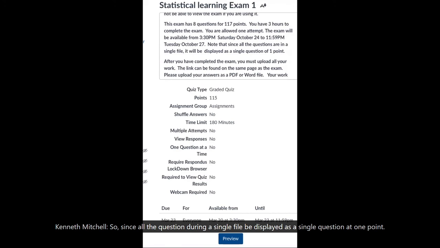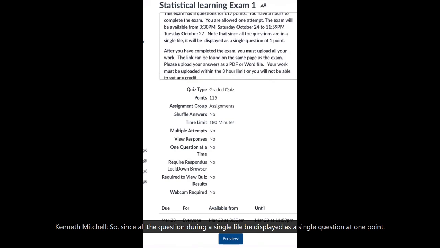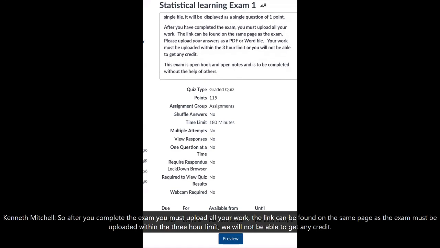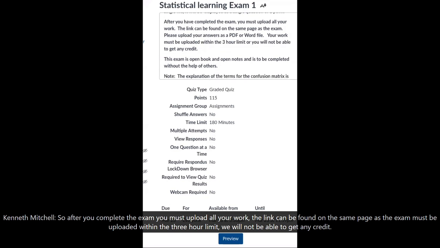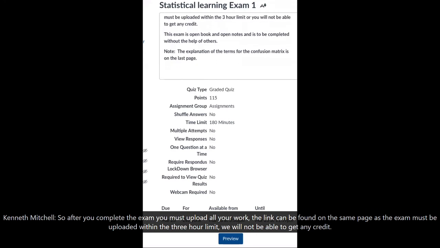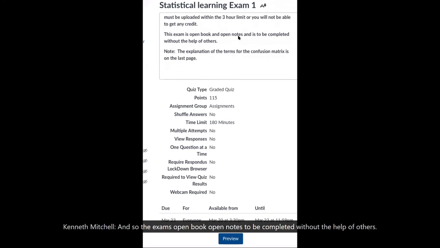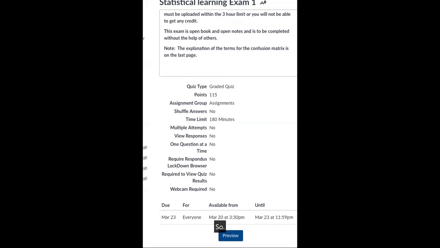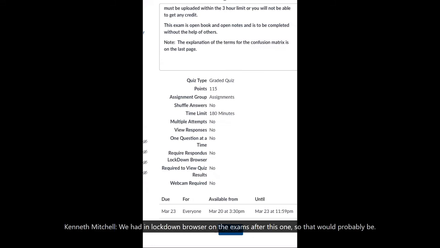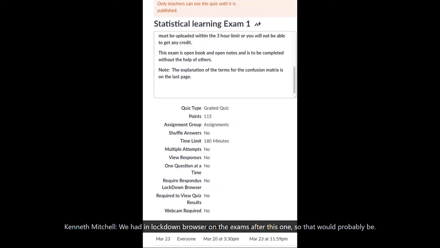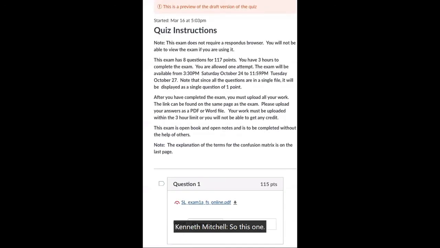So since all the questions are in a single file, it'll be displayed as a single question of 1 point. Okay. So after you've completed the exam, you must upload all your work. The link can be found on the same page as the exam. Must be uploaded within the 3-hour limit or you'll not be able to get any credit. And so the exam's open book, open notes, to be completed without the help of others. So we had a lockdown browser on the exams after this one, so there will probably be. And so, oh, this one.